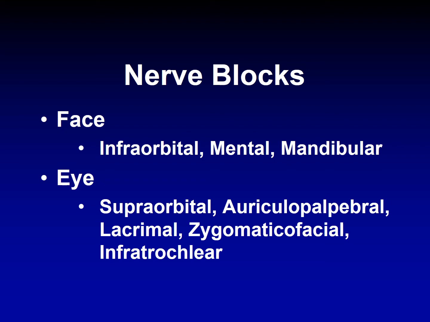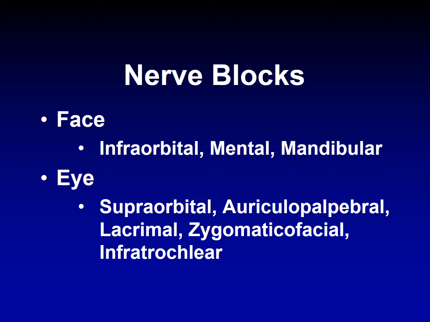These nerve blocks for the eye are supraorbital, auriculopalpebral, lacrimal, zygomaticofacial, and infratrochlear. We will talk about them in detail with landmarks and what nerves you will be blocking pretty soon. But for now, we divided the nerve blocks in the equine head into two parts.